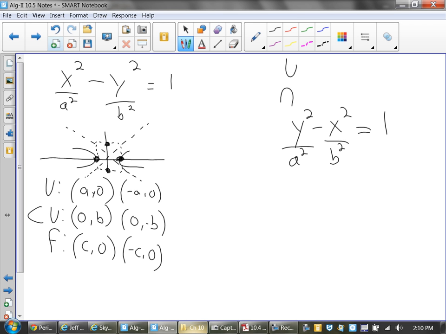You wouldn't see it the same way. No, c's found a little bit differently here. When you did the ellipse, c squared was a squared minus b squared. When you work with the hyperbola, c squared is a squared plus b squared. It's always the opposite of the generic formula you're working with.